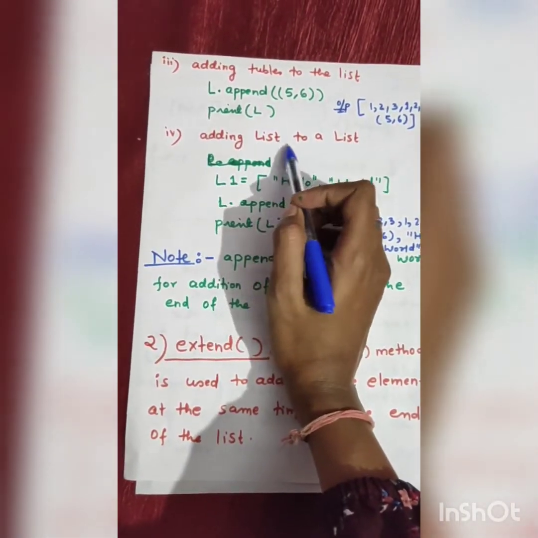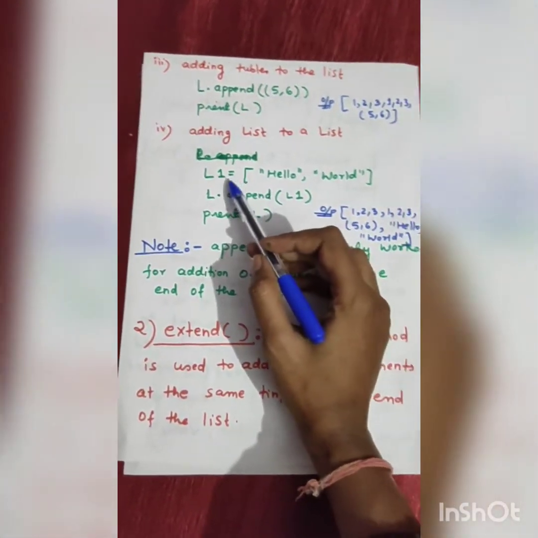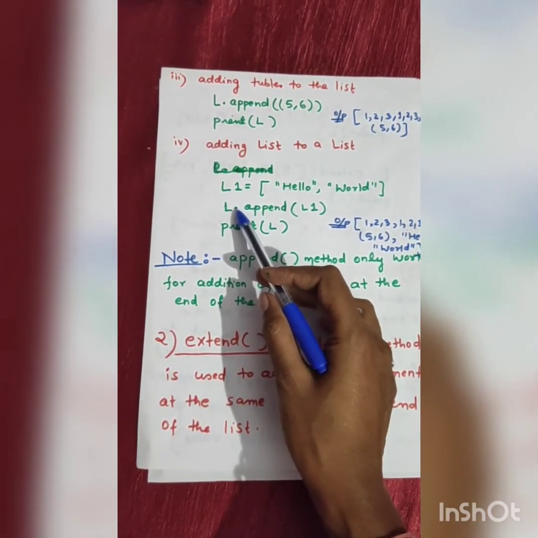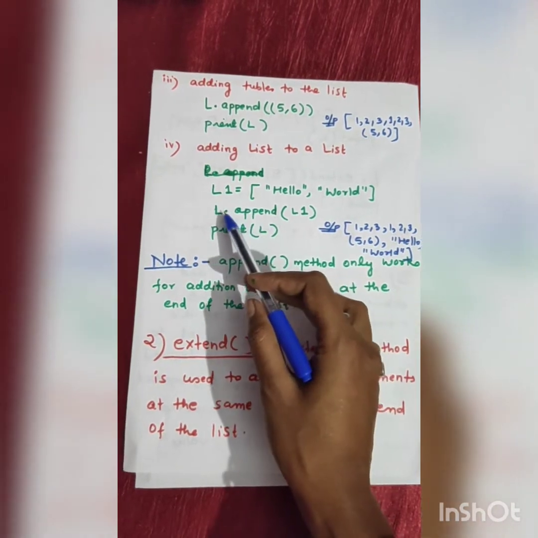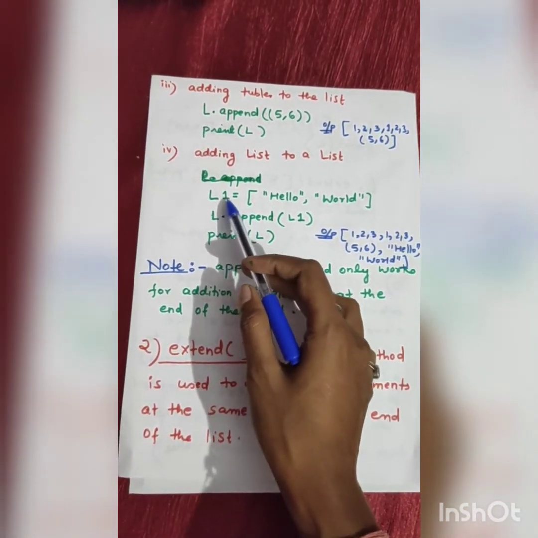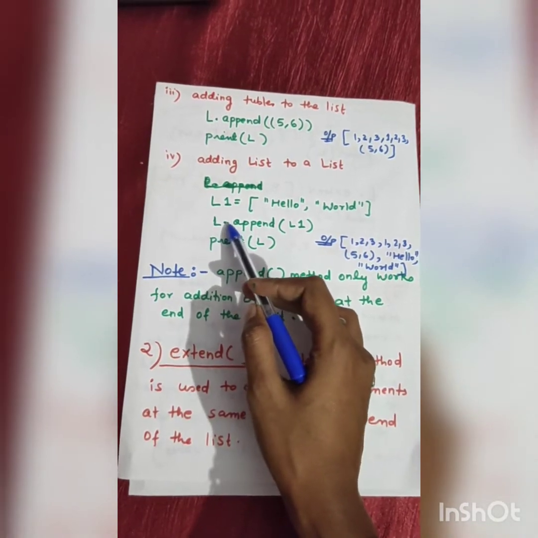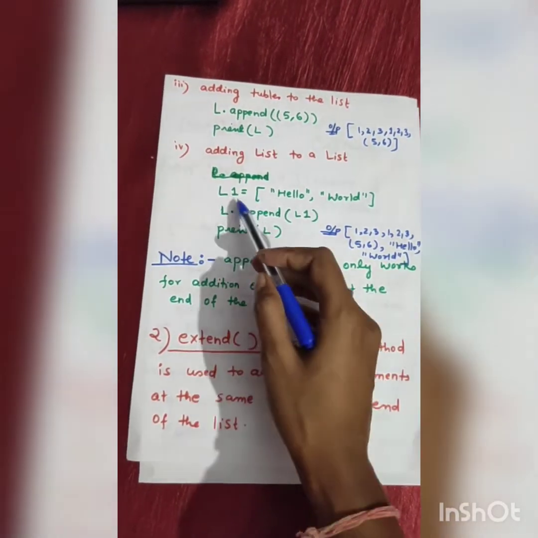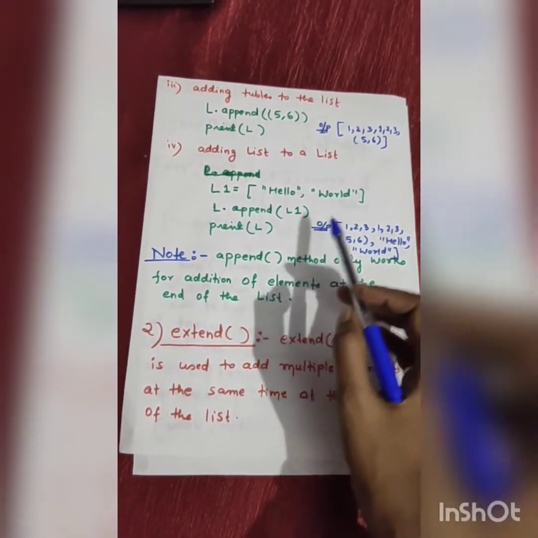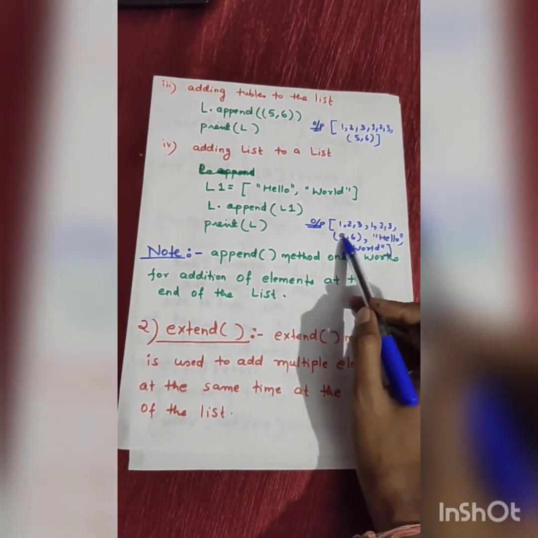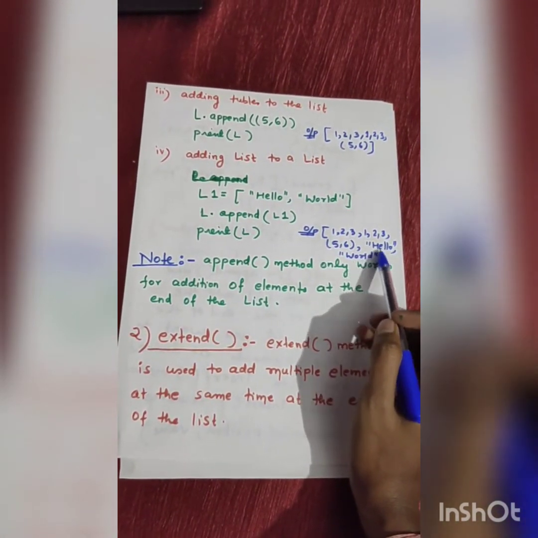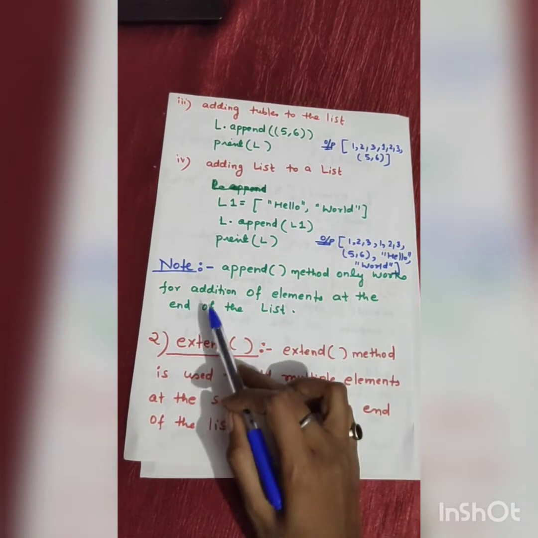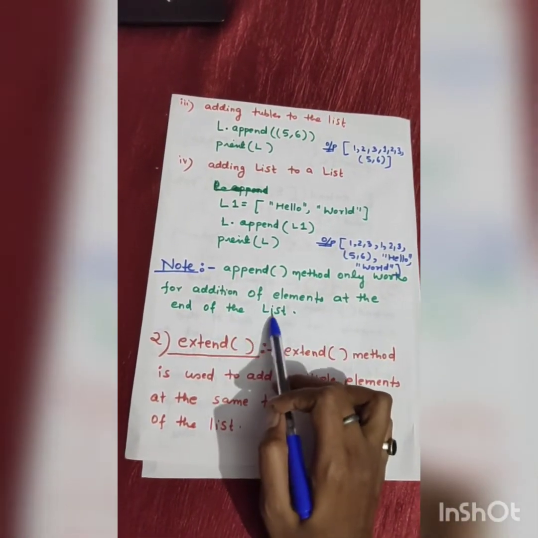Another one is adding a list to an existing list. I am taking one new list, hello world, and L is the existing list. I am appending the other list to whatever old list is there. L dot append this new list and print L. So what is the output? 1, 2, 3, 1, 2, 3, then 5, 6, because it will add at the end, and then hello world. So note it down: the append method only works for the addition of elements at the end of the list.